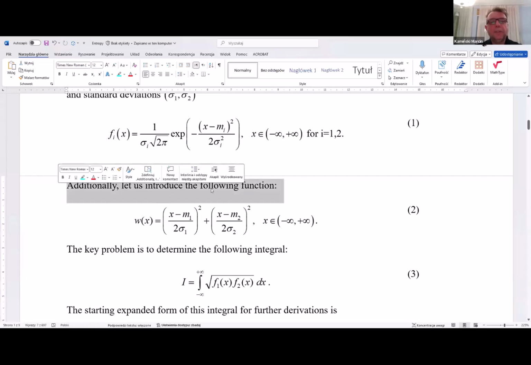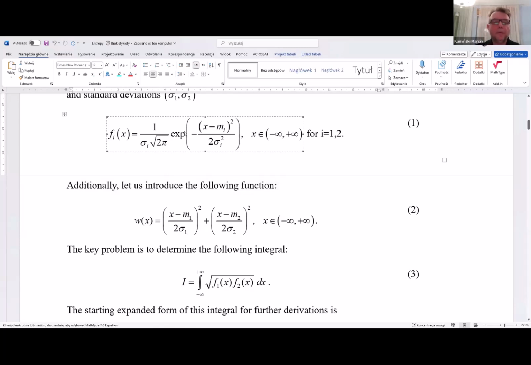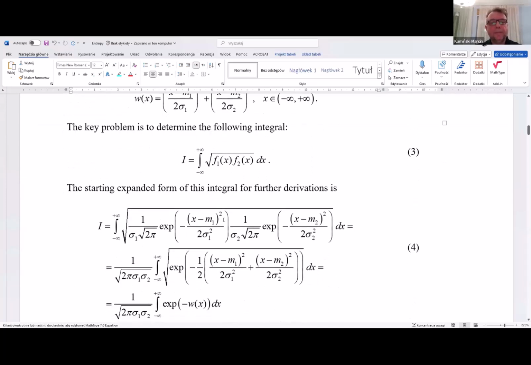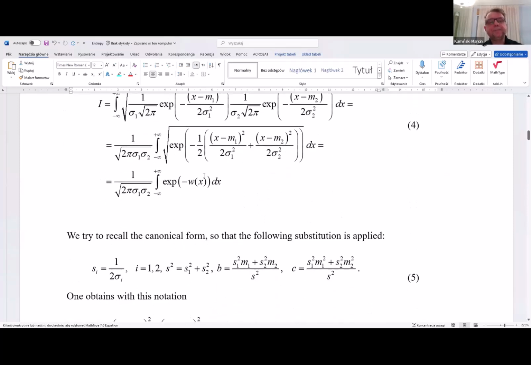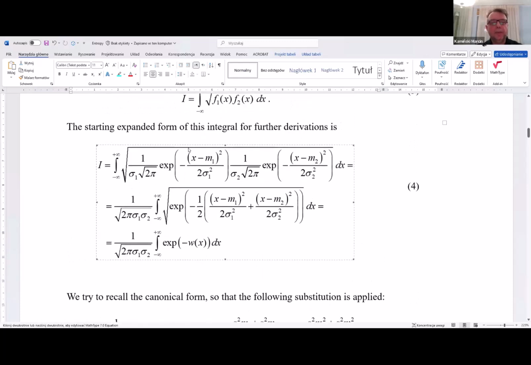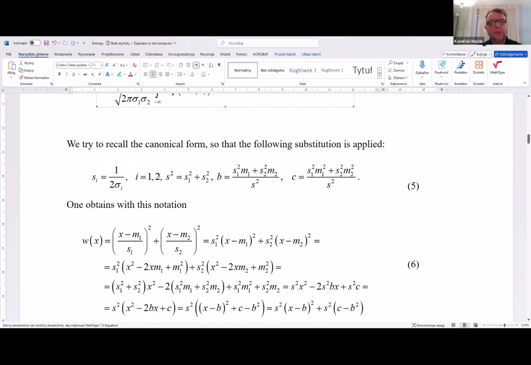Nevertheless, we start from an introduction of the following function, which is nothing else than the power of this exponential function. We sum up two contributions from two different distributions. So we are trying to expand the form of this integral for further derivations. Practically speaking, we substitute for these two distributions under the square root function, and then the function w(x) appears at the very end of this expansion.